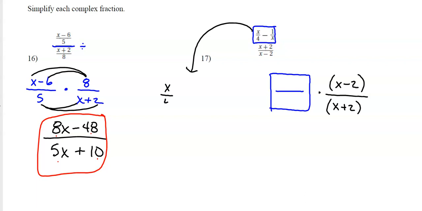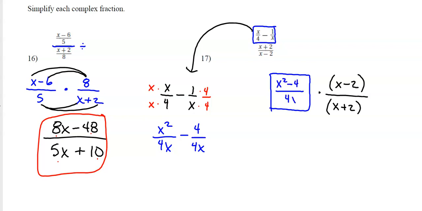And let's do x over 4, take away 1 over x. Well, the common denominator is 4x. So to get 4x, I need to multiply this side both by x. And it's the same thing we've been doing up above. To get 4x over here, I got to multiply both these by 4. And so I end up with x squared over 4x minus 4 over 4x, which now I can simplify those into one term. It's just going to be x squared minus 4 all over 4x.